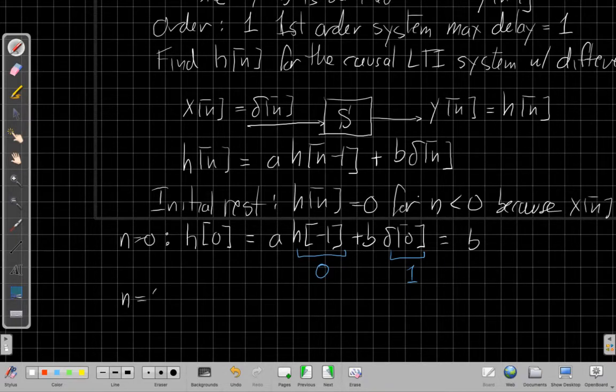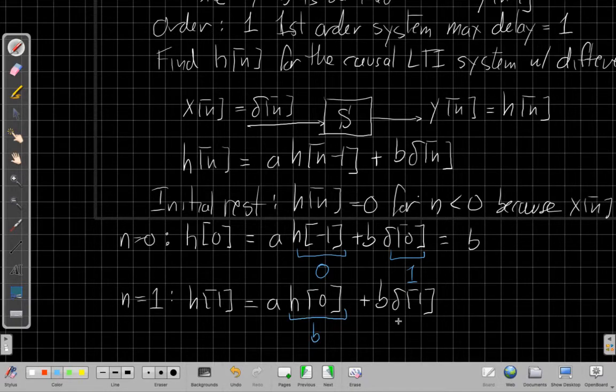And now I just can iterate forward. I can say n equals 1, gives me h of 1, which is a times h of 0, plus b times delta of 1. Right? So again, just replaced all the n's by 1s, and I get this new equation for the next point in time. So this is what I mean by turning the crank in time. And now I look at this and say, well, h of 0, I just found that. That's equal to b. The impulse at time 1 is equal to 0. So now my output is ab plus b0, which gives me ab.